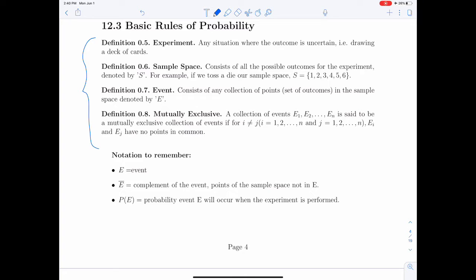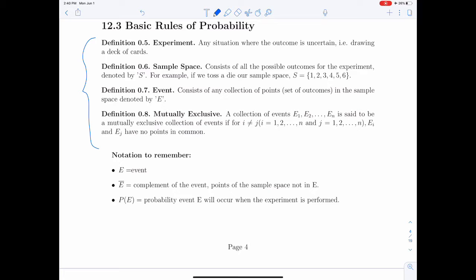An experiment is the actual action of me drawing a card, rolling a die, etc. The sample space would be all of the outcomes that could happen. So for a die, as you see in my example here, I said our sample space would be all 6 numbers, because you have a chance of getting all of those different ones. And then an event is a set of outcomes in that sample space.